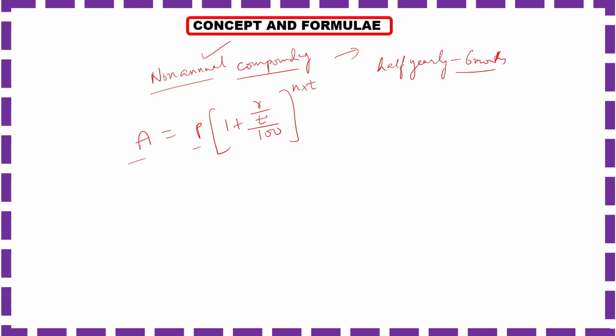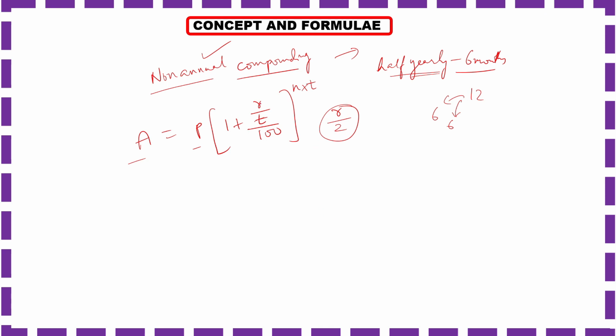Then what happens? R by T will become R by 2 in case of compounding half yearly, because in 1 year we will get 2 sixes, right? So R by 2 and N into 2.